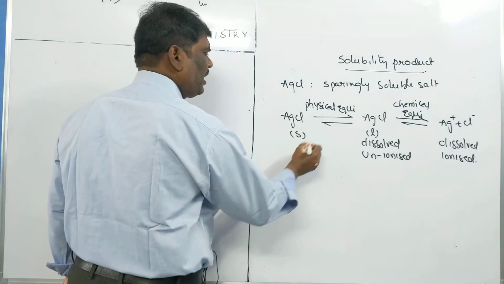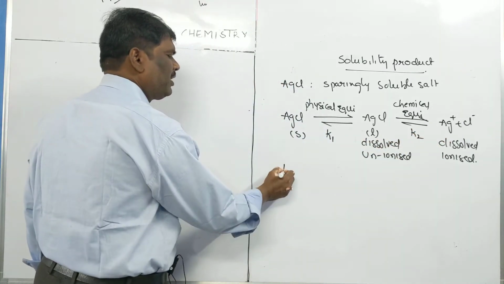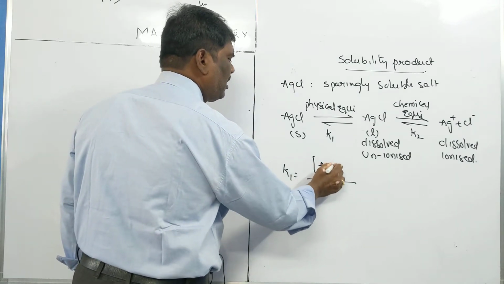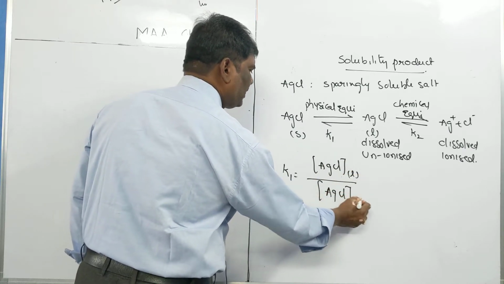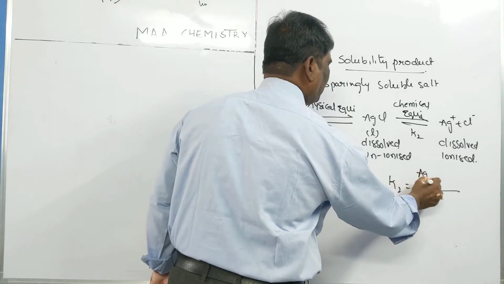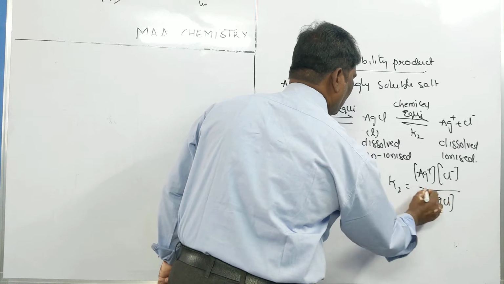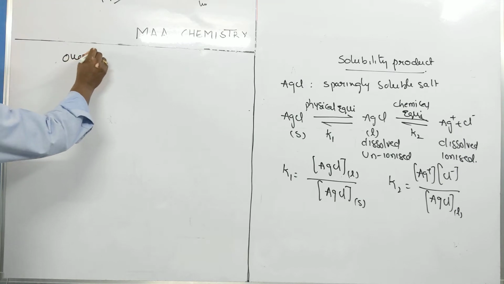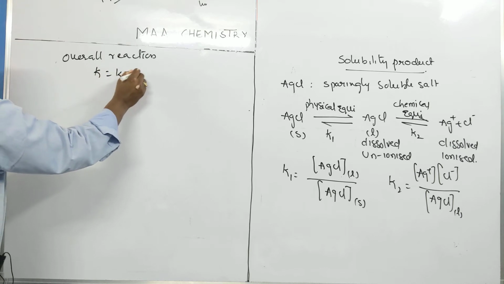In that one, I am going to calculate the equilibrium constants. This is K1 and this is K2, let us say. K1 equals the ratio of concentrations of the products by concentrations of the reactants. Similarly, K2 equals concentration of the products by concentration of the reactants. For the overall reaction, K is equal to K1 into K2.